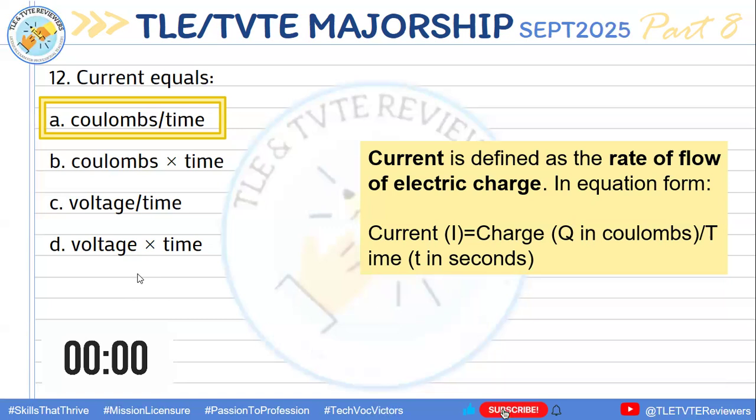Letter D, voltage times time, still incorrect because multiplying voltage by time also doesn't give current. So this product doesn't directly relate to current and has no standard meaning in basic electricity. So answer letter A, coulombs over time.